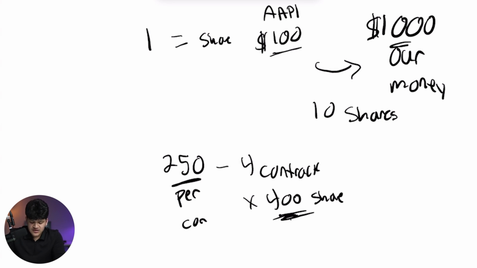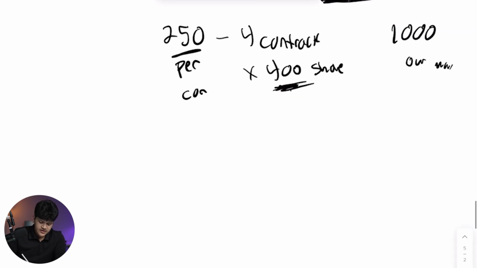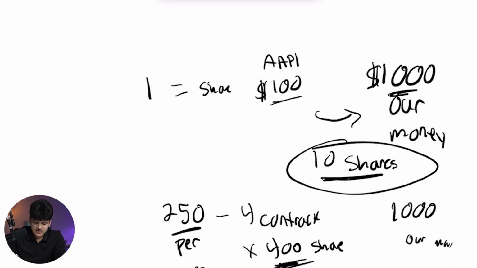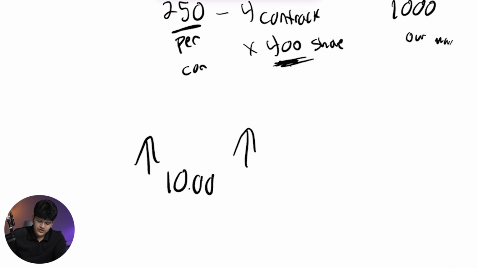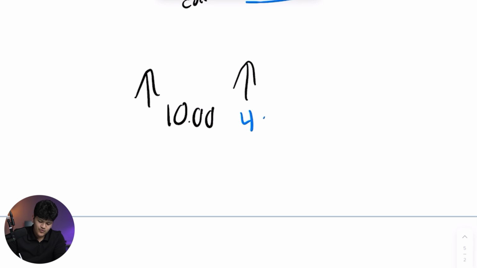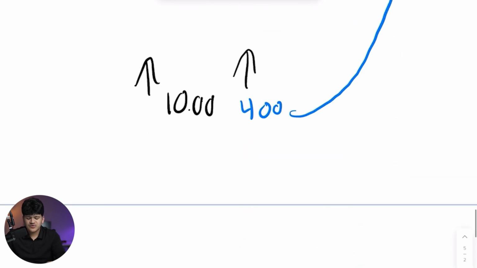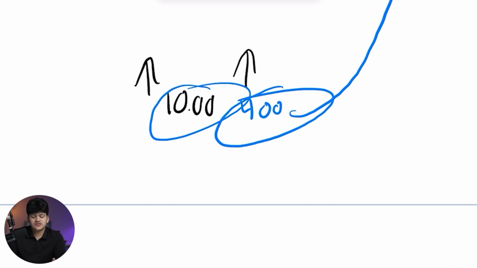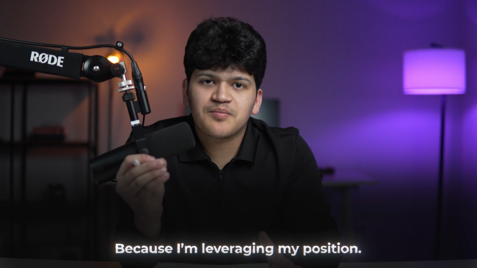So here for the $1,000, we only got to own 10 shares, but here we're able to do 400 shares for the same $1,000 that we risk. So now, if Apple goes up $1, what happens? Here in this example with our shares, we only make $10. Here in this example with our 400 shares in a perfect market, we make $400. No matter what, I am only risking $1,000, but in one outcome I made $400, on the other outcome I only made $10. All because I am leveraging my position.